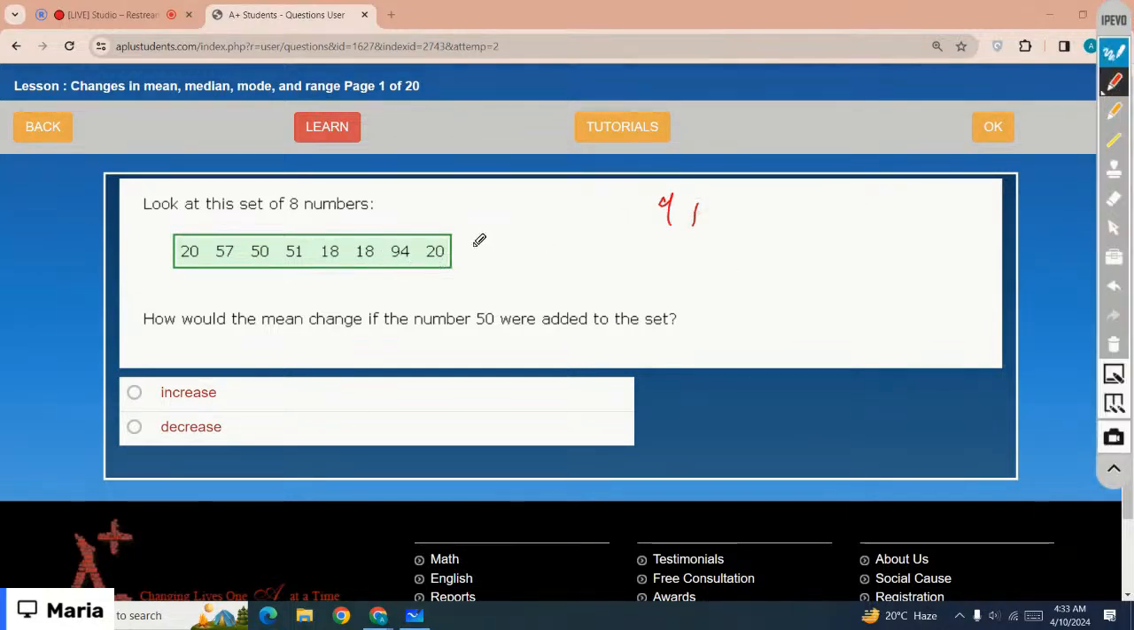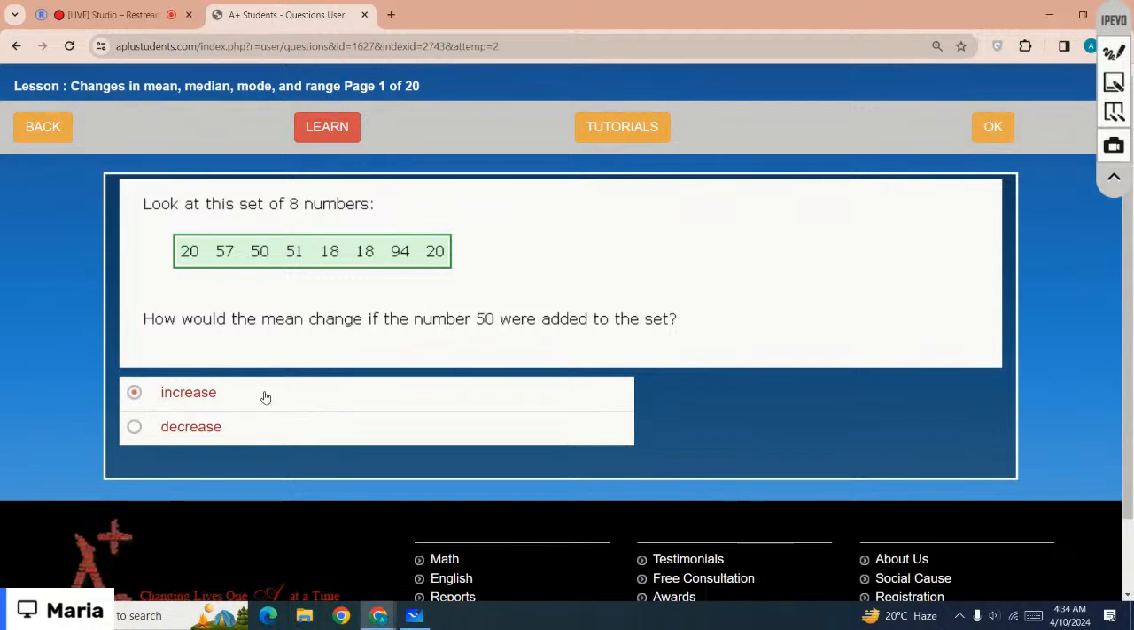Okay, now add 50. You added one more number, right? So 328 plus 50 is 378, and divide by 9. That is 378 divided by 9, which is 42. It is just increased, right? The mean is increased. The correct option is increased, because you are adding another number, obviously the mean would be increased.